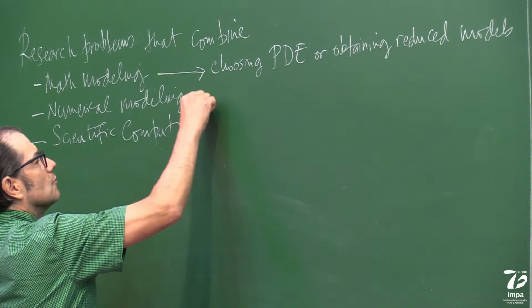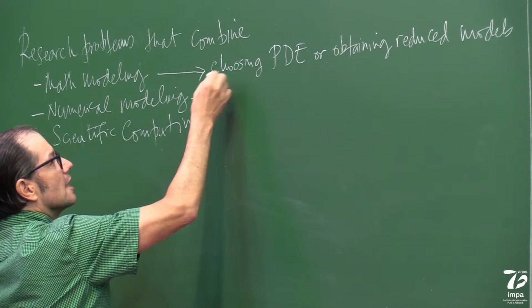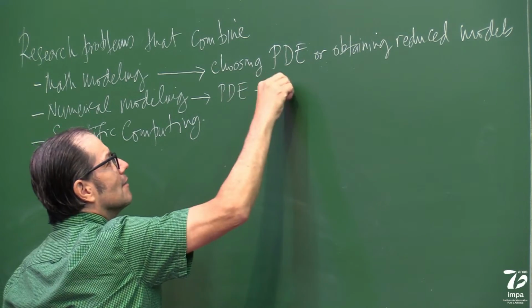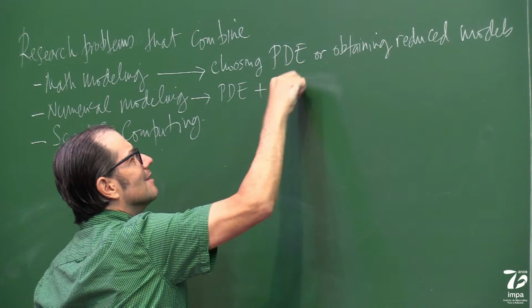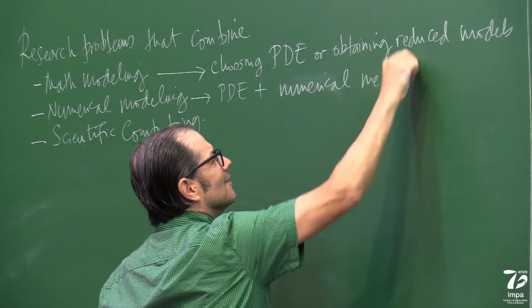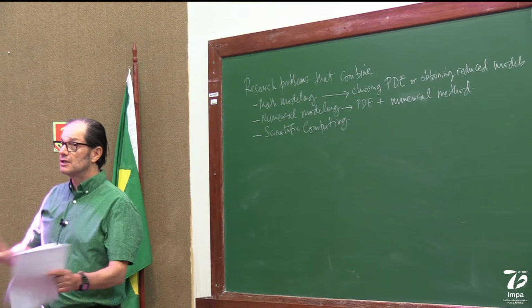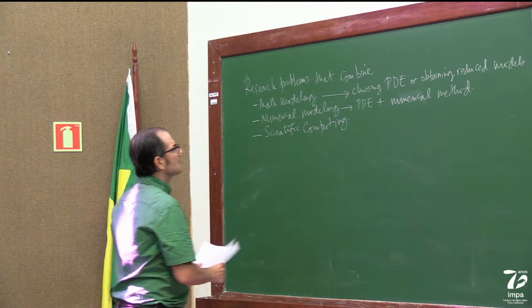Numerical modeling, which is related to this also, has to do with PDE plus numerical method. We've seen sometimes we can go for a differential equation, or from the differential equation, because we want to do something numerically, we go, oh, let's do an integral equation, right? So that's choosing the mathematical object we want to study.